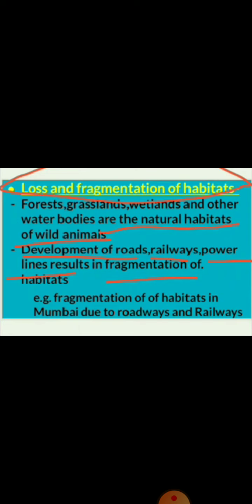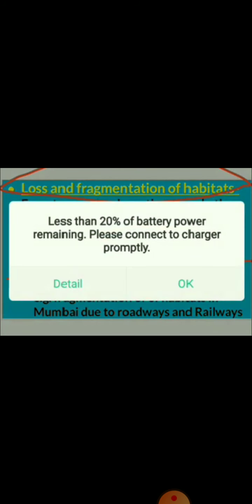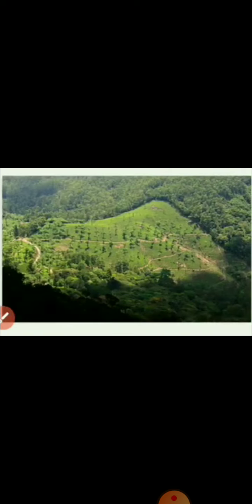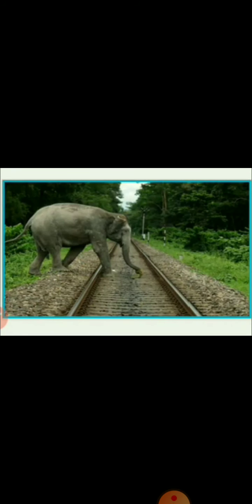Due to the various developmental activities going on in urban areas, we are either losing our forest areas or fragmenting these forest areas or natural habitats into two or more pieces. We can see such fragmentation in our metro cities. Here is a picture showing how our natural habitats are fragmented into two or more pieces. This is one more picture showing how railway lines are responsible for fragmentation of forests.